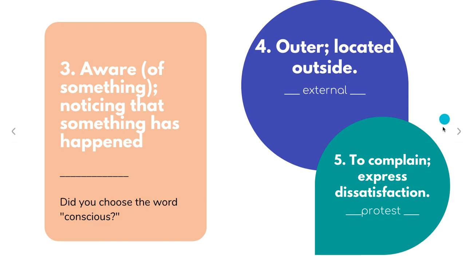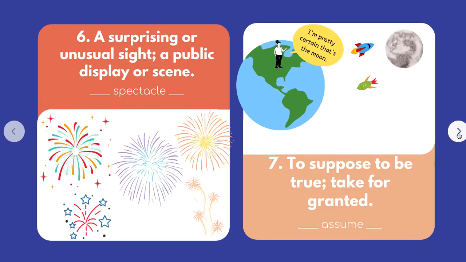Number 5, to complain, express dissatisfaction. The answer is protest. Number 6, a surprising or unusual sight, a public display or scene. The answer is spectacle. Number 7, to suppose to be true or take for granted. The answer is assume. So when you assume something, you suppose it to be true, you take it for granted. I have never been to the moon, and I'm certainly not an expert on planetary geology, but when I look up in the sky at night, I assume that that's the moon I see.